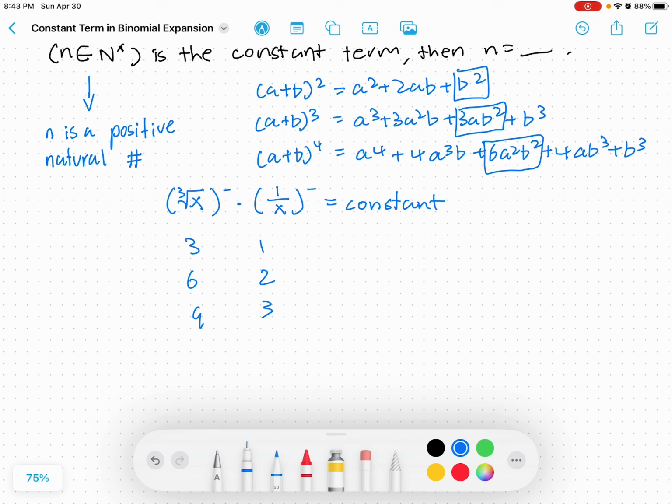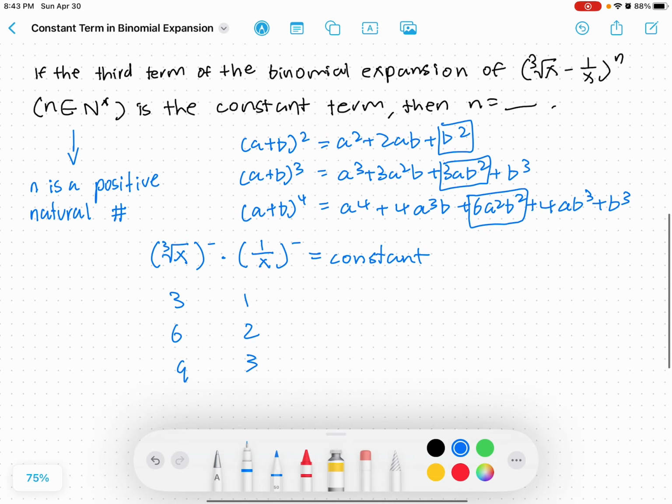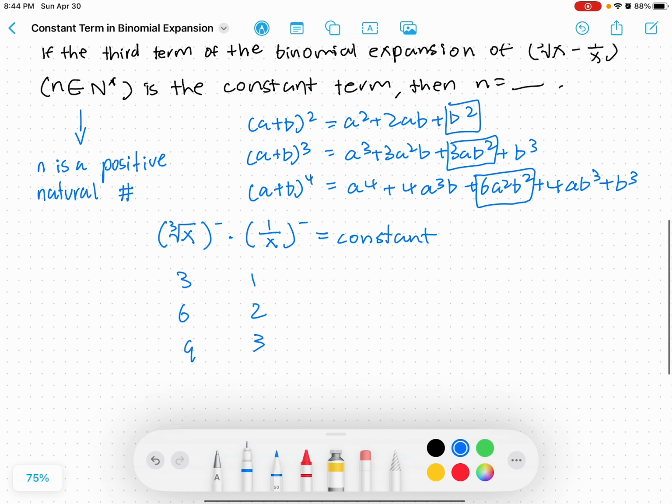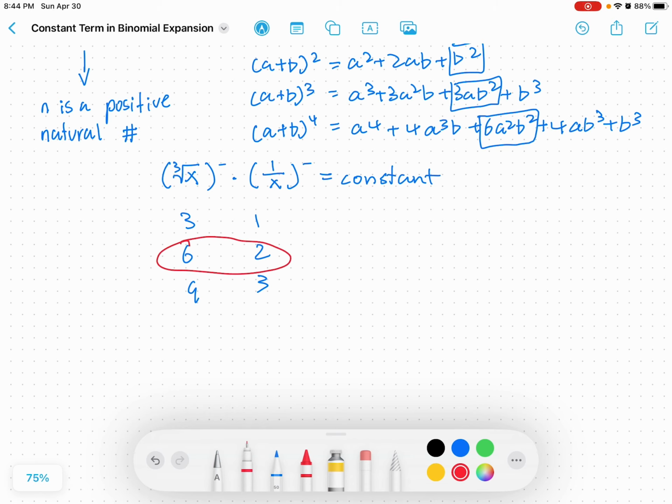Note that 3, 1 is a pair, 6, 2 is a pair, 9, 3 is a pair. And each of these pairs has a product of 1. And 1 is a constant. However, this problem would be too easy if there were infinite solutions. The problem specifically said that the third term of the binomial expansion is the constant term. So, only 6, 2 works. Here is why.